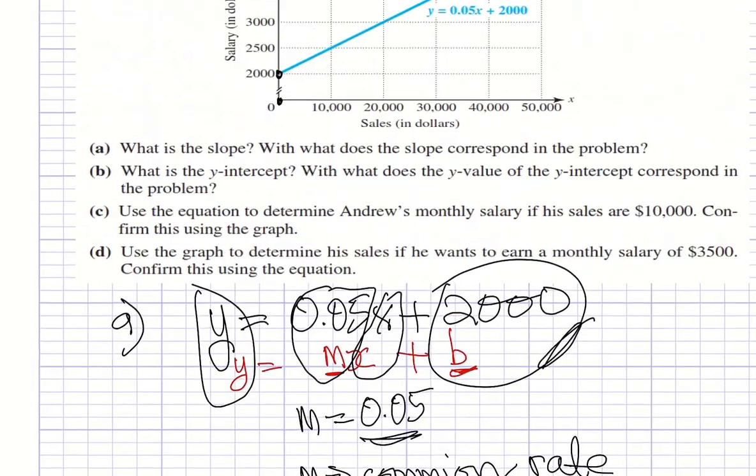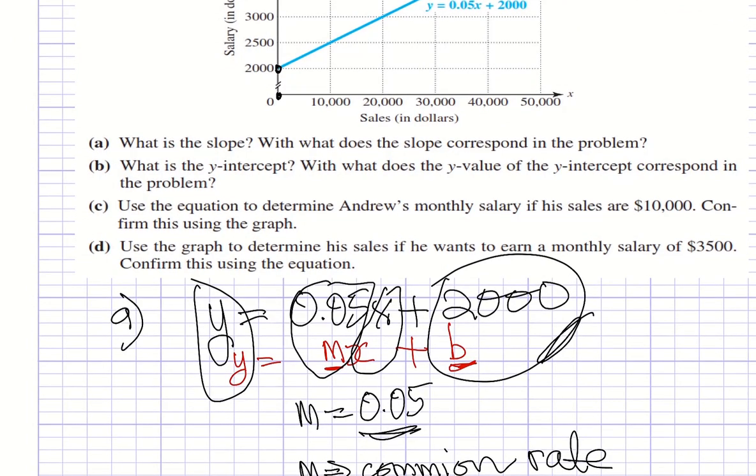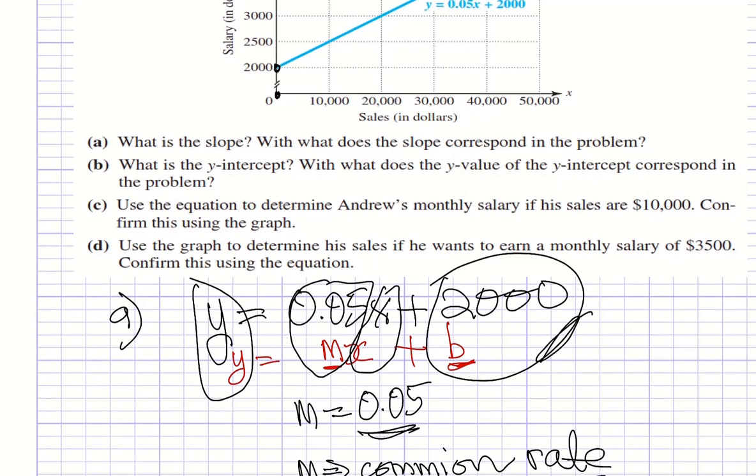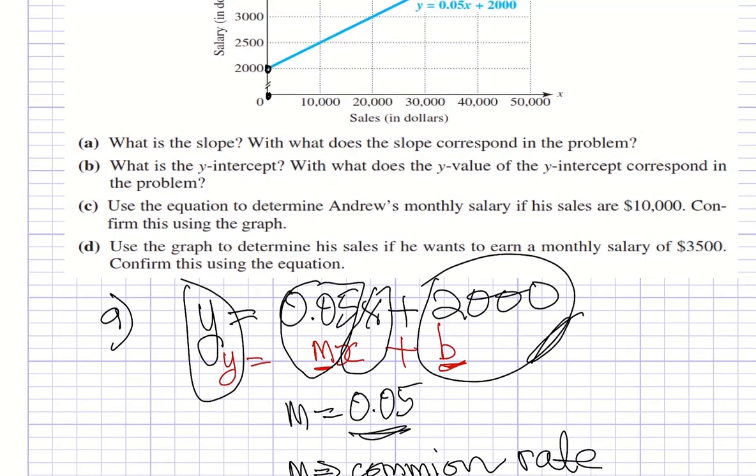Then what does it say? Use the equation to determine Andrew's monthly salary if his sales are 10,000. Confirm this using the graph.